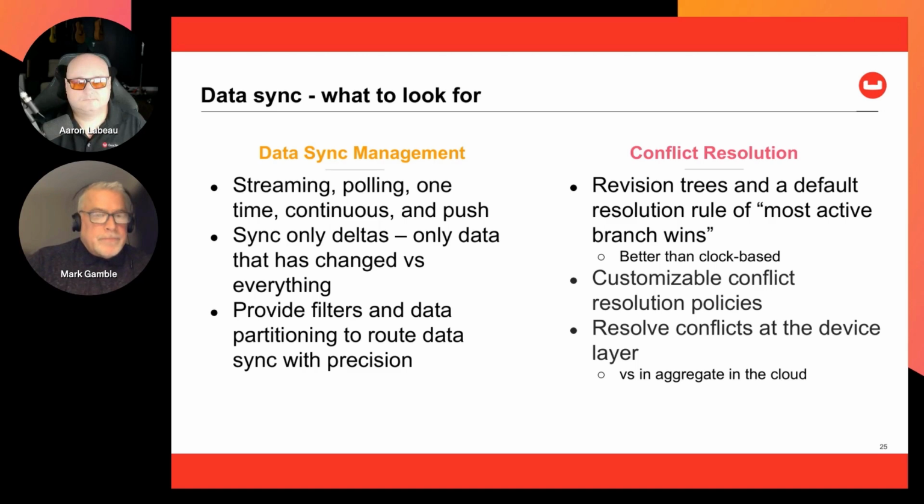And on conflict resolution, it's going to happen when you have these huge distributed applications. There will be data conflicts, so you need a system for resolving them. Look for sync resolution that uses revision trees as a default rule. Most active branch wins. This way, conflicts are resolved logically based on activity, not based on a system clock, which, as we know, relying on a system clock can be problematic due to issues of clock differences on devices. And you should be able to create custom conflict resolver policies, and conflict resolution needs to be lightning fast. So you have to resolve conflicts at the device layer versus in aggregate in the cloud. That can bring huge compute costs if you do it all in the cloud, and it increases a risk of data loss and latency due to internet.